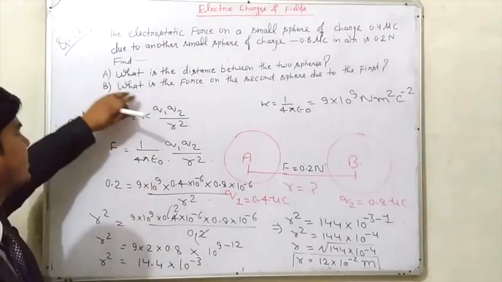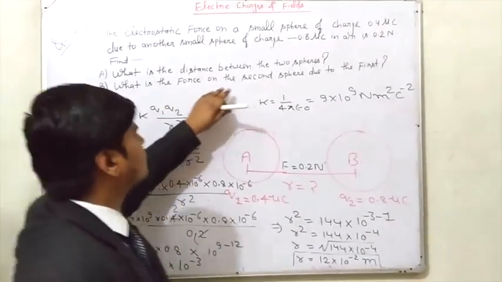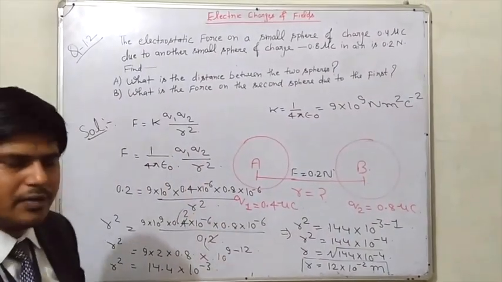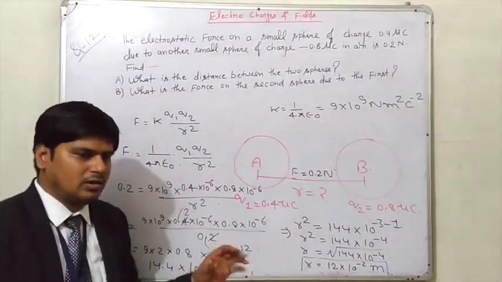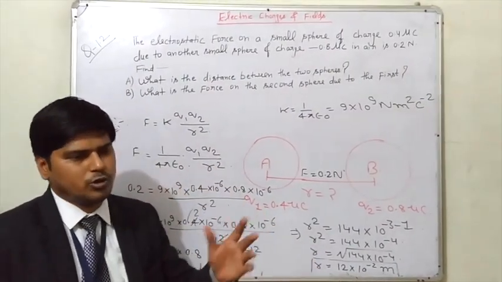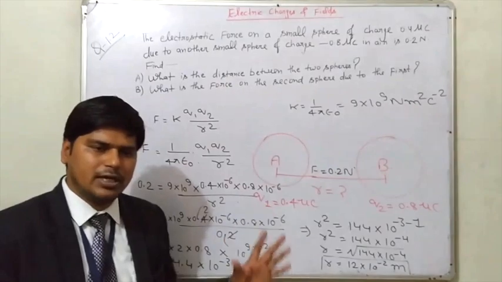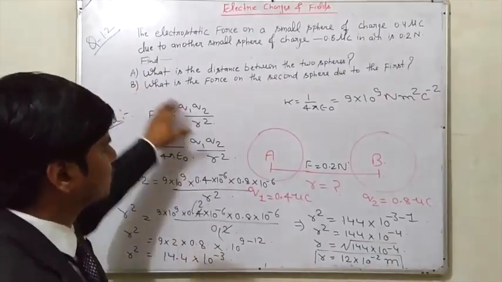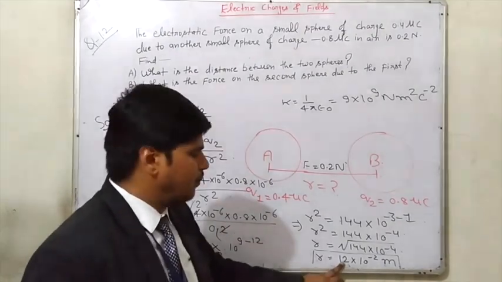Next is the second part: what is the force on the second sphere due to the first? You know very well, in Coulomb's law, the force on 1 due to 2 and the force on 2 due to 1 are always equal and opposite. So the answer of the second part is also 0.2 Newton.